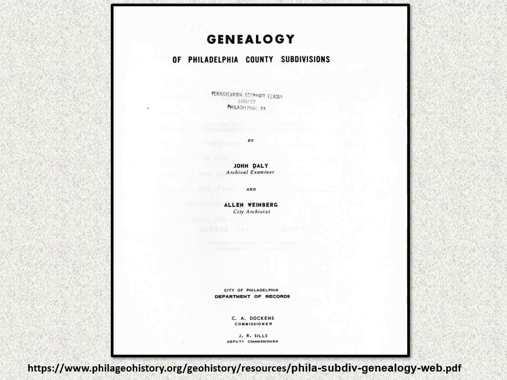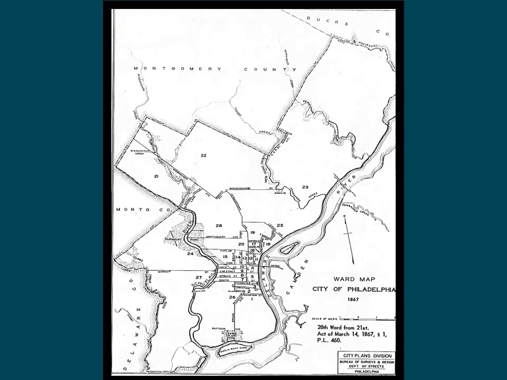I found this excellent map source for the wards of 1870 Philadelphia. The title is Genealogy of Philadelphia County Subdivisions. That's cute. It's available online. On page 70 is the 1867 ward map. The wards were the same in 1870.